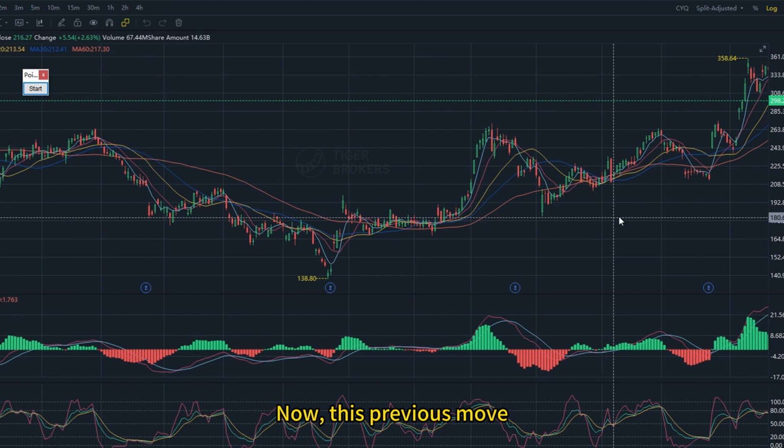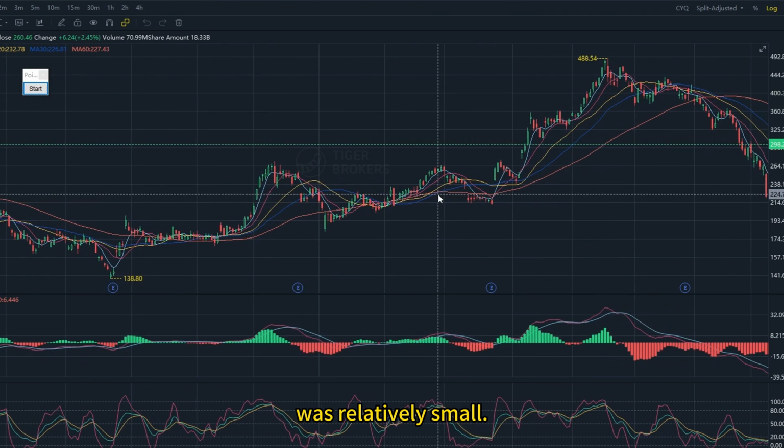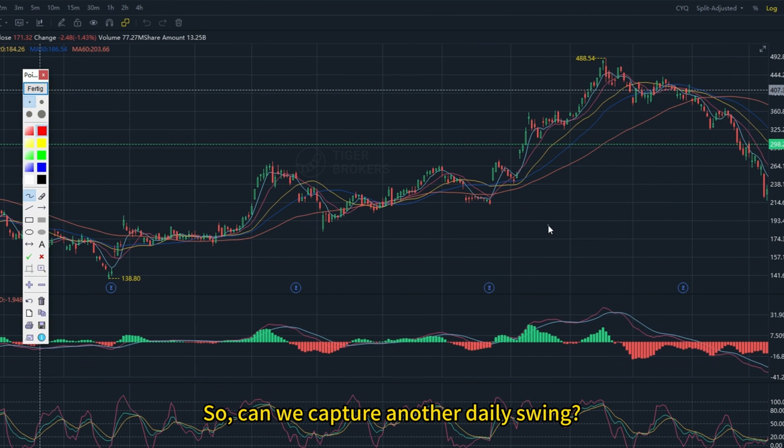Now this previous move was relatively small. So can we capture another daily swing? Yes, the same strategy. Look, a new opportunity appears here. We enter, right? Enter, then what? The price rallies. Where does it peak? It peaks here as a bearish crossover forms. All right, we choose to exit.